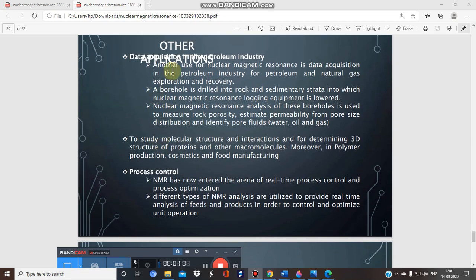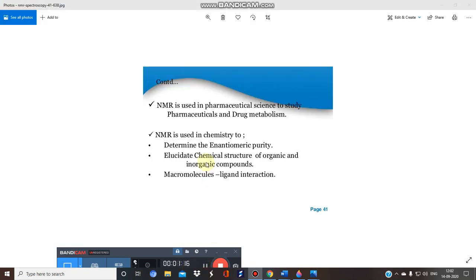It has different applications in the petrochemical industries also, in data acquisition in the petroleum industry for petroleum and natural gas exploration and recovery. It is used in chemistry to determine the enantiomeric purity and elucidate the chemical structure of organic and inorganic compounds. This is the most important one. It is also widely used in the pharmaceutical sciences to study pharmaceuticals and drug metabolism.